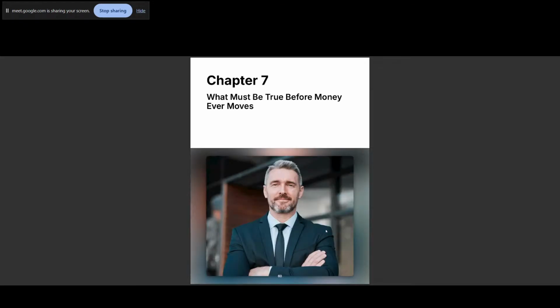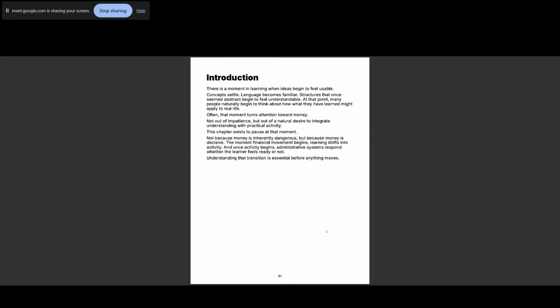Chapter 7. What must be true before money ever moves. Introduction. There is a moment in learning when ideas begin to feel usable. Concepts settle. Language becomes familiar. Structures that once seemed abstract begin to feel understandable. At that point, many people naturally begin to think about how what they have learned might apply to real life.